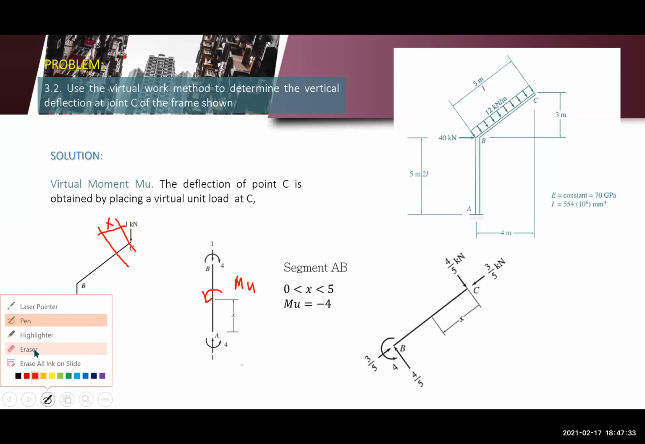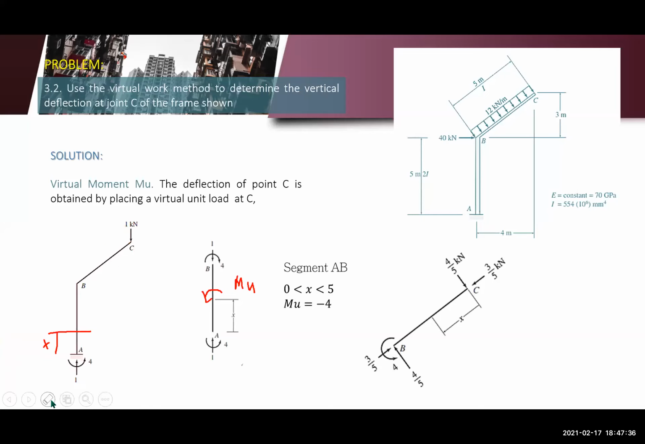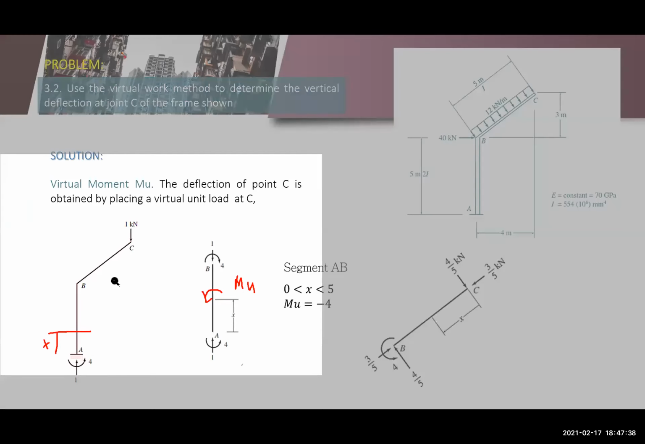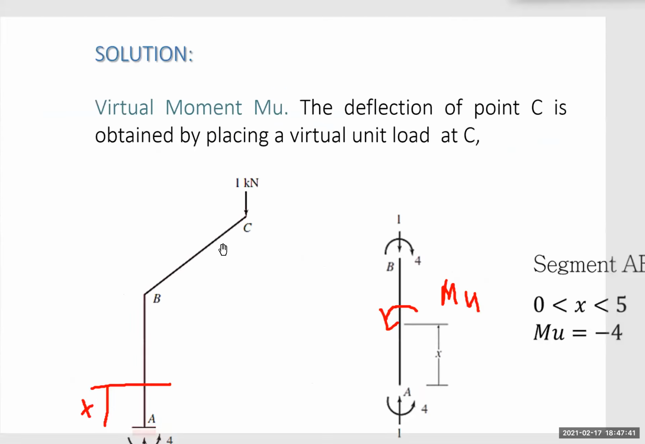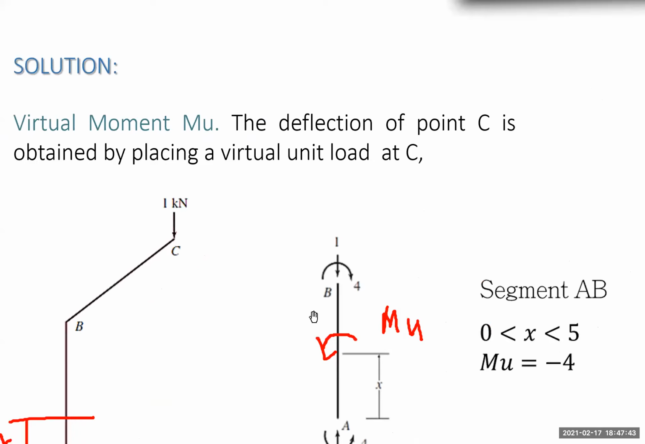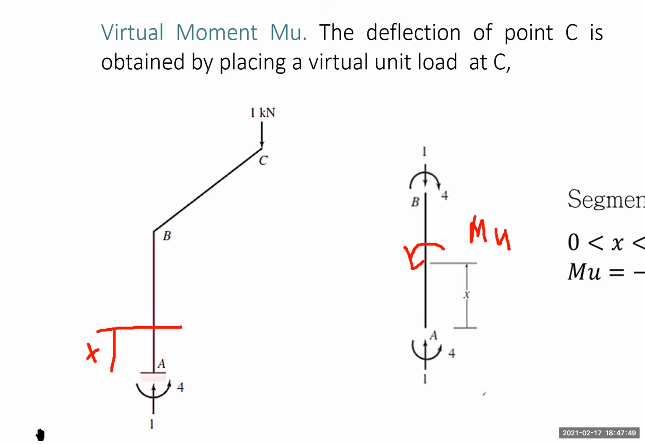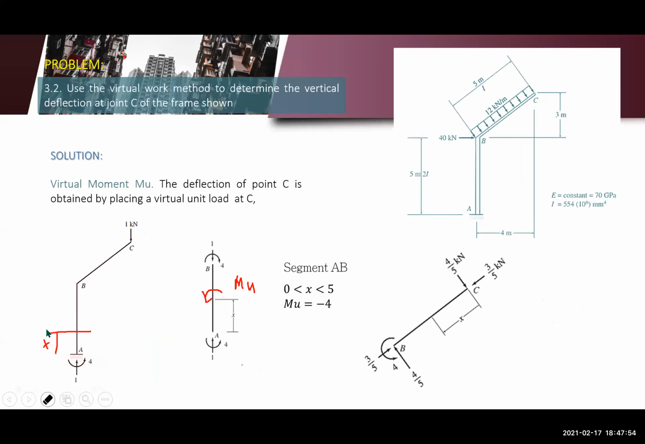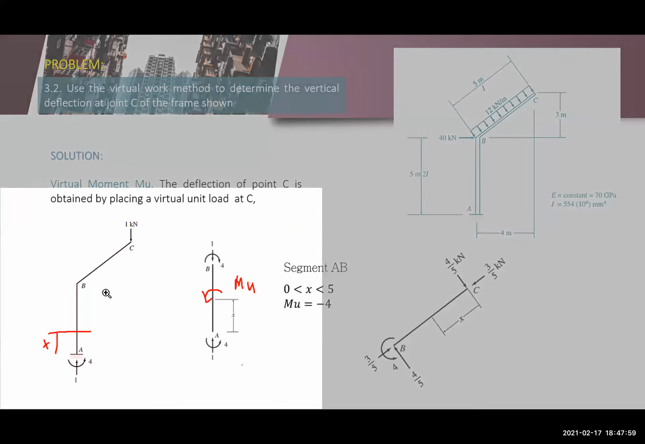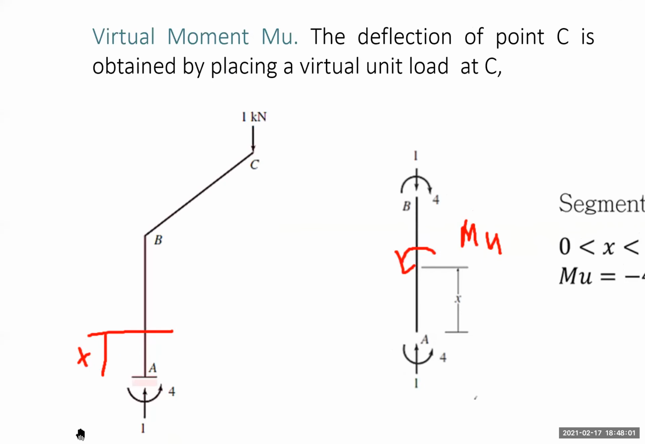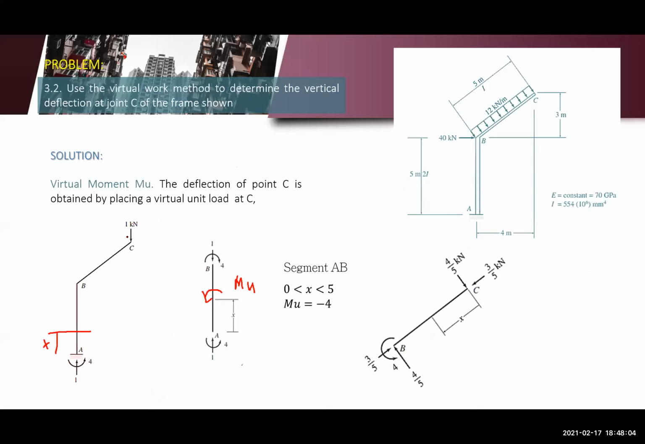Wait lang. Erase ko to. May magnifying tool ba ito? Ayan. Wait lang. Balikan. 3, 4, 5. So, this is 3, 4, 5. Hindi ako pwede magsulat pag naka-magnify. Sige, wag na.